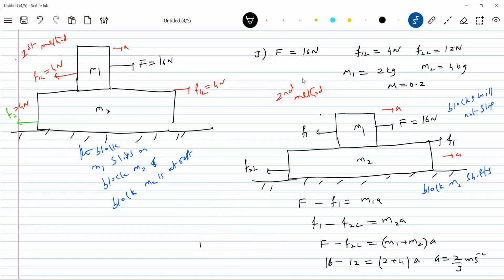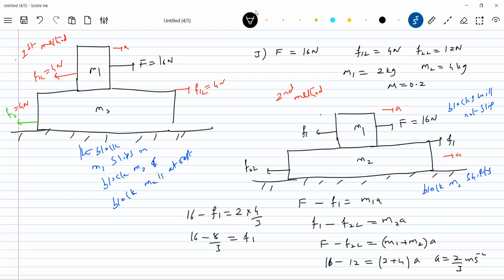I think I should not conclude here. Yeah, I'll substitute the value of A there. Fine. This F is how much? 16. F1. M1 is how much? 2 into 4 by 3. Let me write 16 minus 8 by 3 equal to F1.